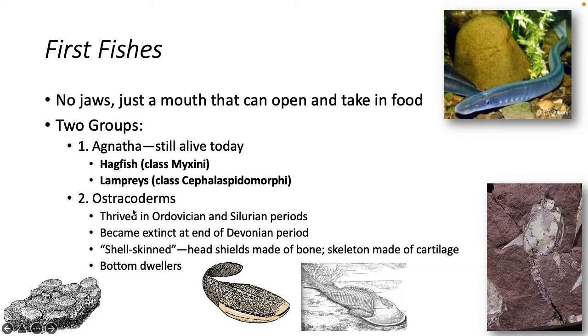And then the Ostracoderms, big in the Ordovician and Silurian periods, but then became extinct during the Devonian period. There was a massive extinction, if I'm not mistaken, on that one, where like 90% of all life was wiped out. These guys were bottom dwellers. They had head shields made of bone, kind of made them heavy, and that's why they kind of were bottom dwellers.